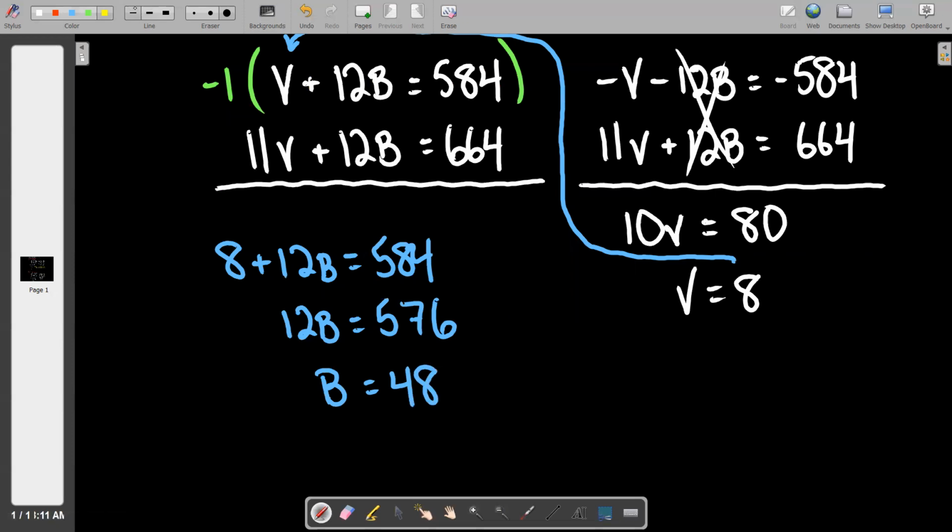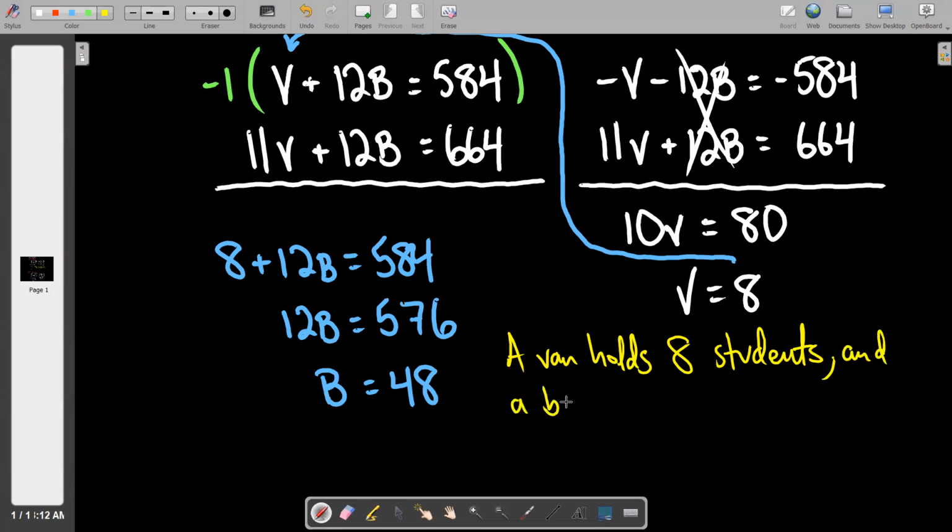And so, yet again, we'd want to just write a couple of sentences. You could write one sentence with a comma in the middle. It's up to you. You could say a van holds 8 students, comma, and a bus holds 48 students. And you could put an exclamation point at the end of it if you really want to make your point stated emphatically. You're going to find this is a pretty common theme.